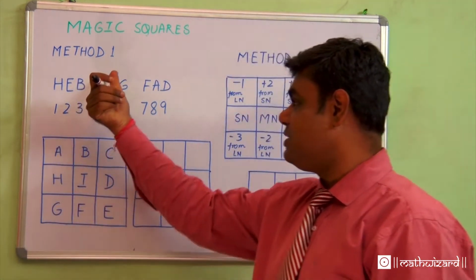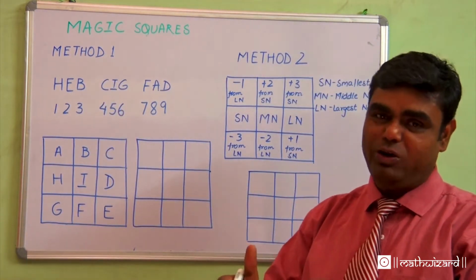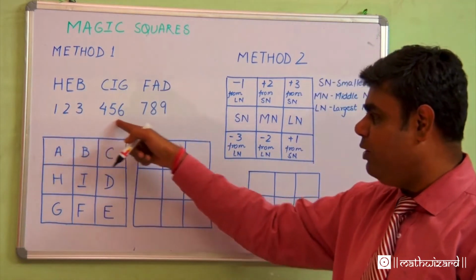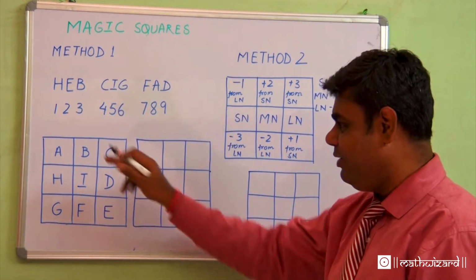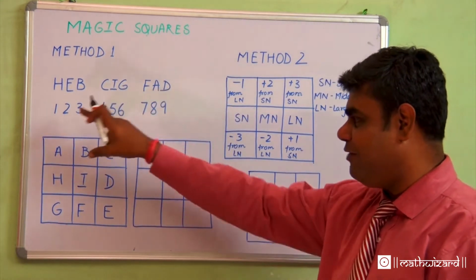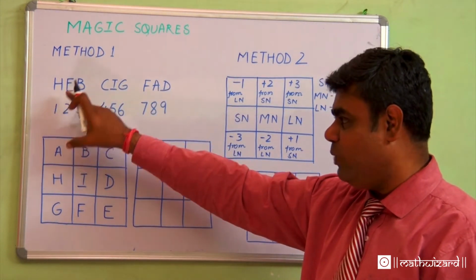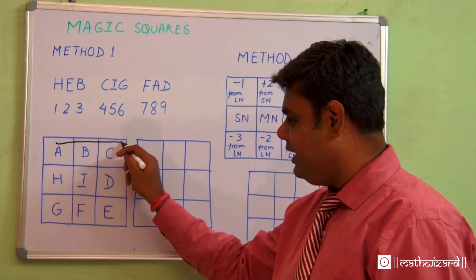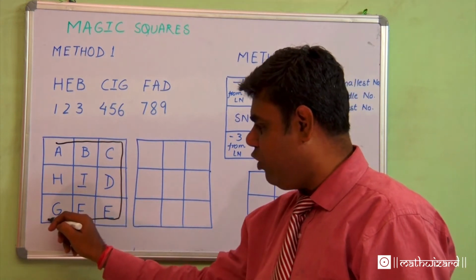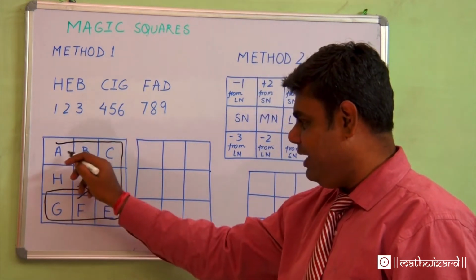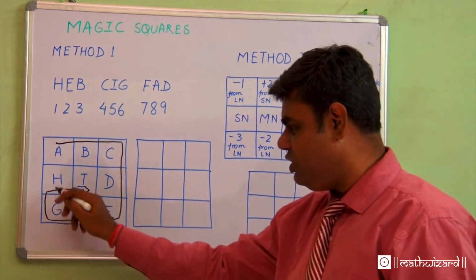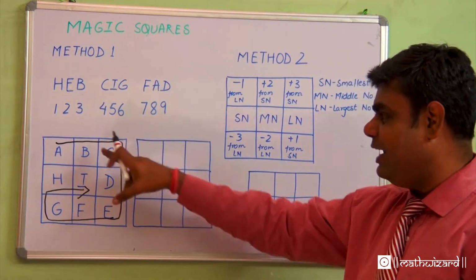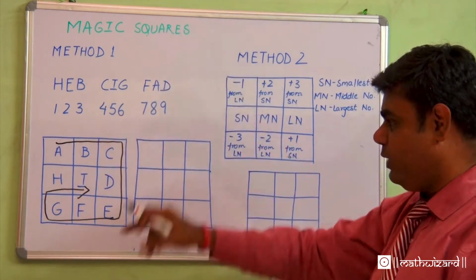Let's see. This is the first method, which can be called the HEB, SIG, FAD method. Simply 1, 2, 3, 4 to 9, we have just arranged it. HEB, SIG, FAD stands for: H's value is 1, E is 2. Remember this. And I have written A, B, C, D in the same form. You can also remember A, B, C, D, E, F, G, H, I. Now, if I put back the values of this, it will solve my magic square.